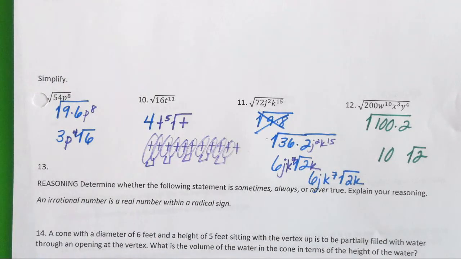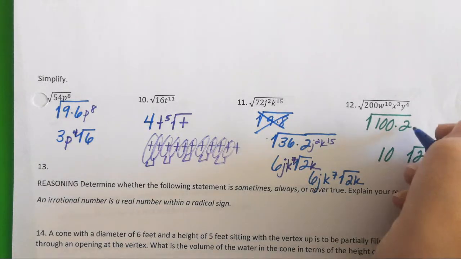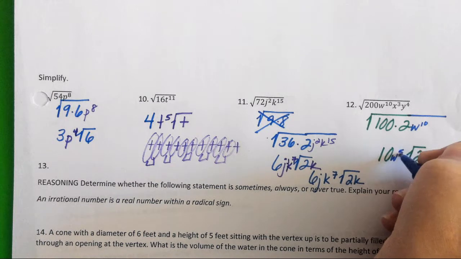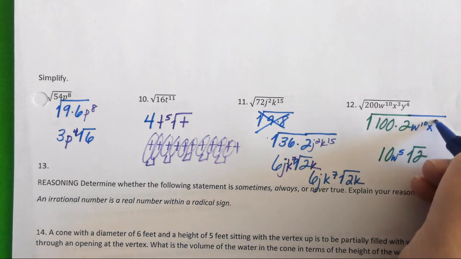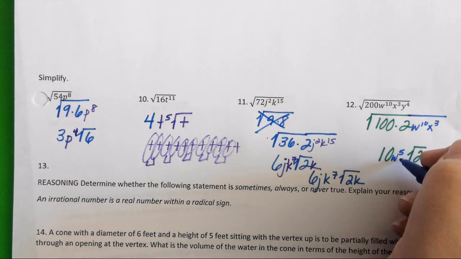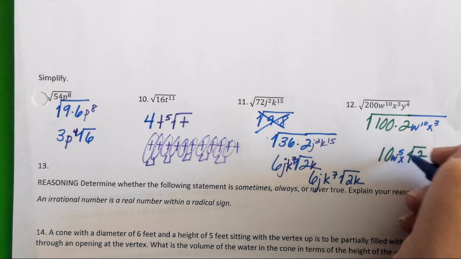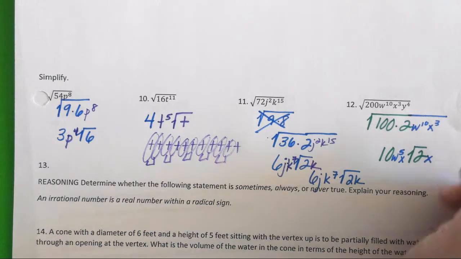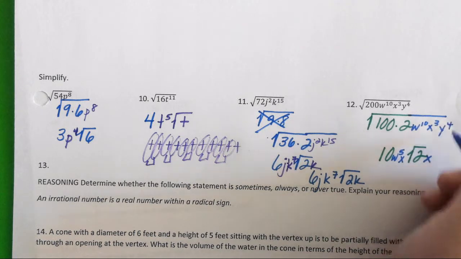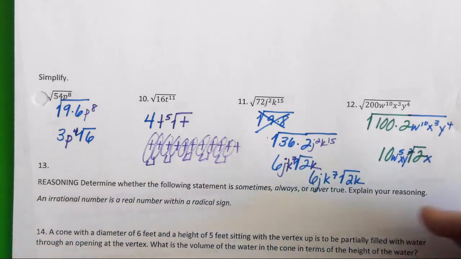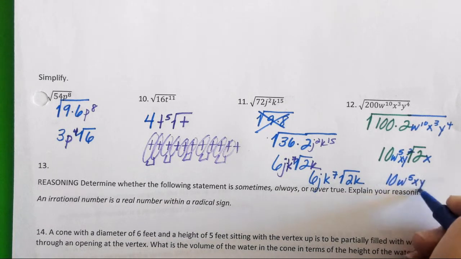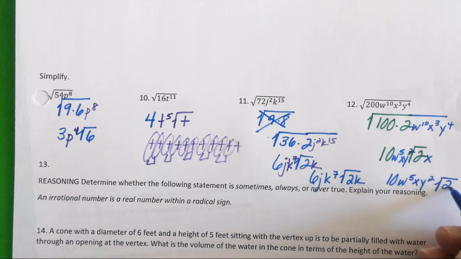I've got to go back and deal with those exponents. W to the 10th, 10 divided by 2 is 5. So I have W to the 5th. X to the 3rd. If I back up to x squared, it goes in 1 time. I have an x left over. And then y to the 4th, 4 divided by 2 is 2, so y squared. So your answer should be 10 w to the 5th x y squared, square root of 2x.